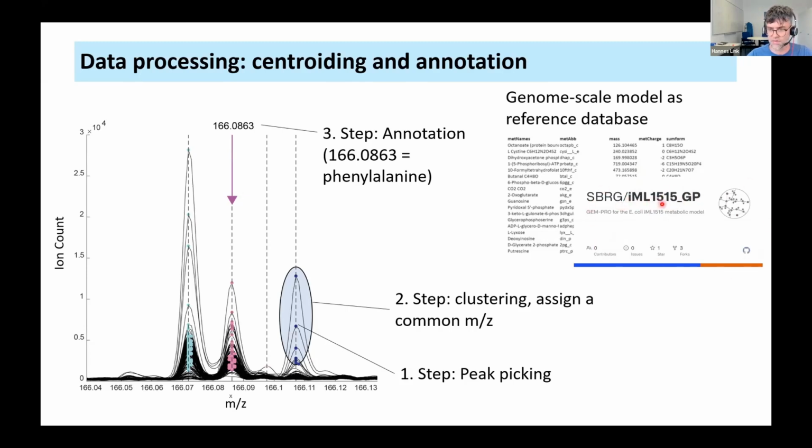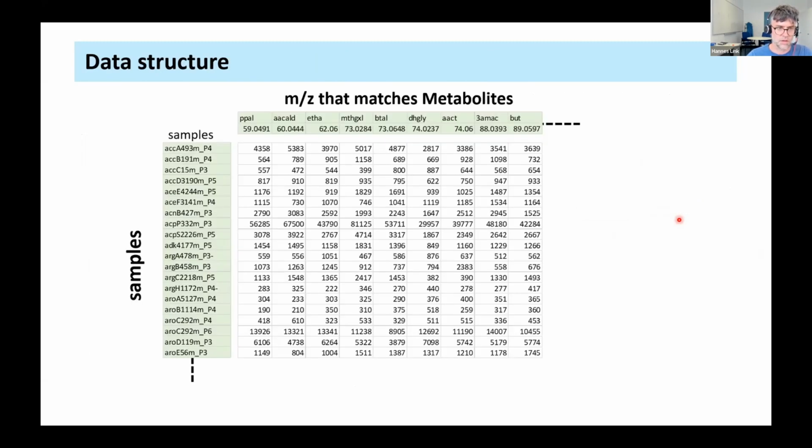This is iML1515, the most updated genome scale model of E. coli. And all the metabolites listed there are then annotated to the mass peaks. That means we only reduce the data structure. So it's very similar to the table that you've seen before. The rows stay the same.